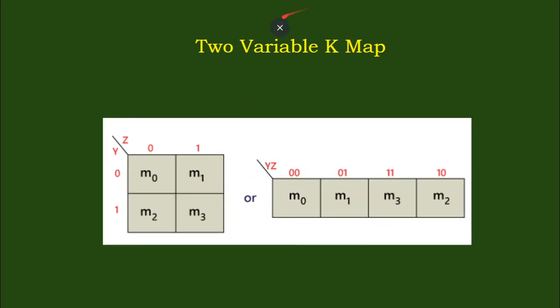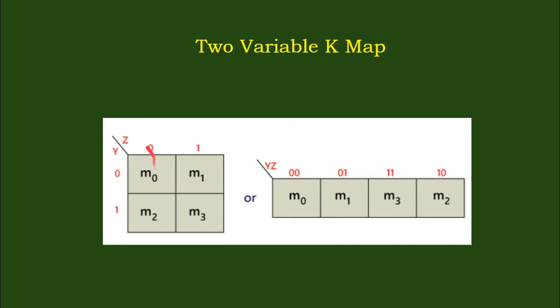This is the 2 variable K-map. As you know, for 2 variables we have 2 power 2 combinations, which is 4. So we can see here 1, 2, 3, 4 starting from M0 to M3. So in a 2 variable K-map we have 4 cells. They are named as M0, M1, M2 and M3, and the cells may be arranged either this way or this way. Both are same. So the arrangement may be different, but the values remain the same.